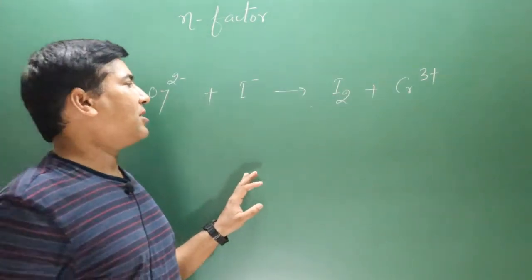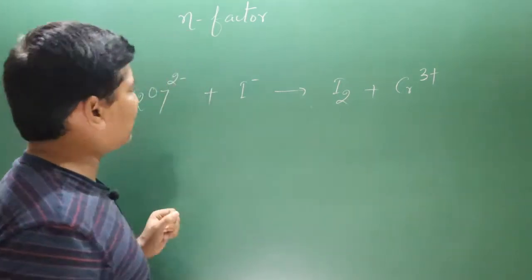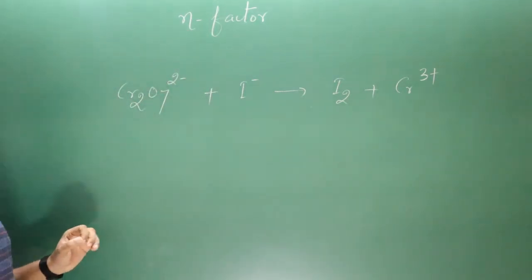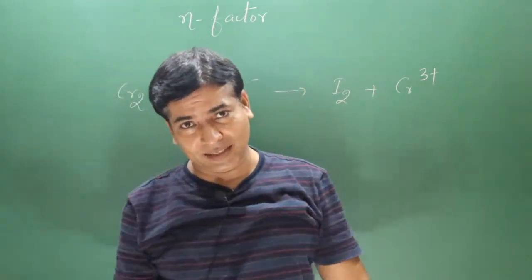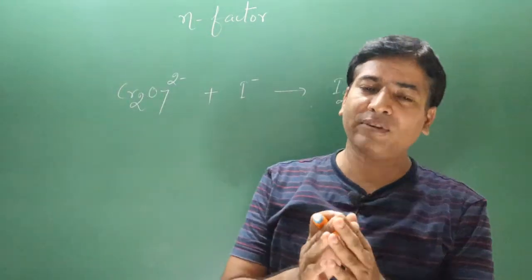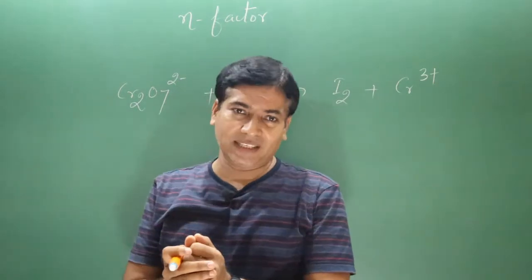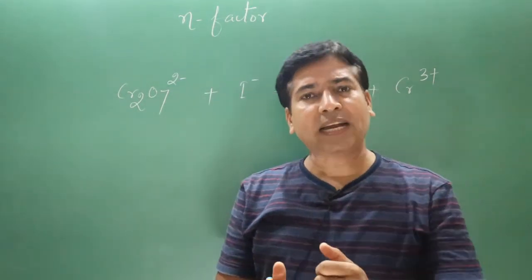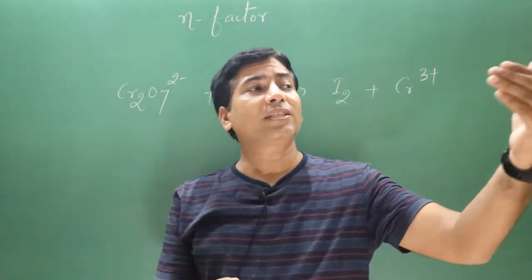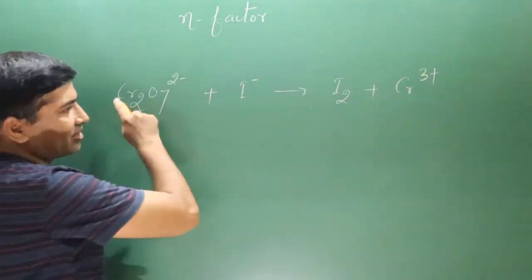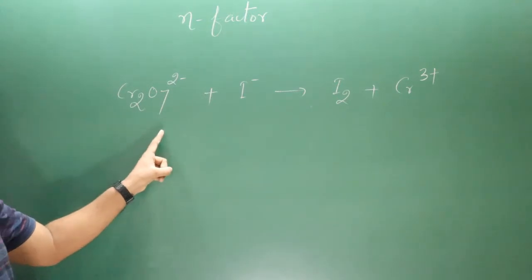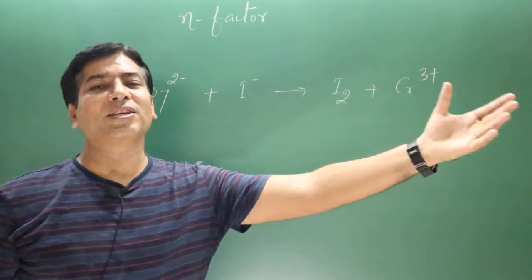I have written the next intermolecular redox reaction, for which we have to calculate the n factor values. Keep in mind n factor values cannot be calculated for the entire reaction. We have to calculate the n factor value for the species participating in the reaction, for each individual reactant as well as each individual product. For the overall reaction you cannot calculate n factor values.